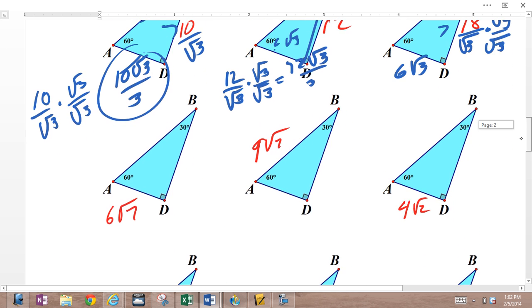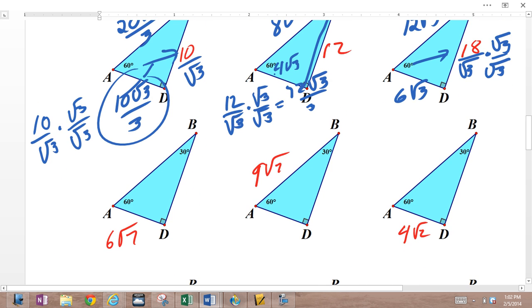Okay, here we go again. Here we're given the short side. The short side is 6 root 7. If we double that, we get 12 root 7. That's the length of the hypotenuse. If we multiply that by root 3, we get the long side, which is 6 times the square root of 21. And the square root of 21 is the square root of 21.